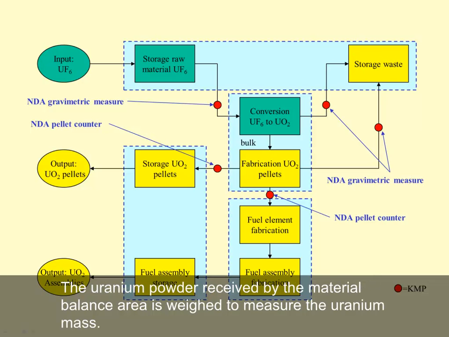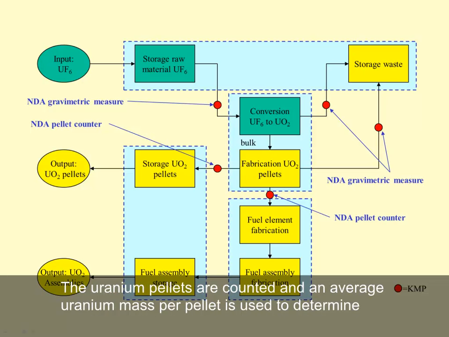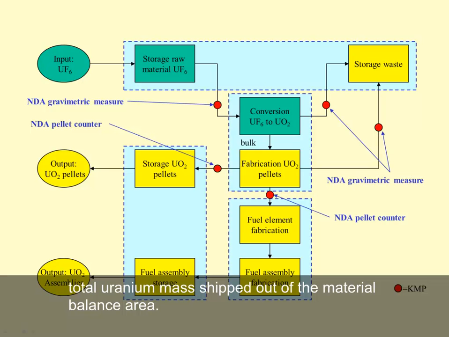The uranium powder received by the material balance area is weighed to measure the uranium mass. The uranium powder shipped to scrap is also weighed to measure the uranium mass. The uranium pellets are counted, and an average uranium mass per pellet is used to determine total uranium mass shipped out of the material balance area.